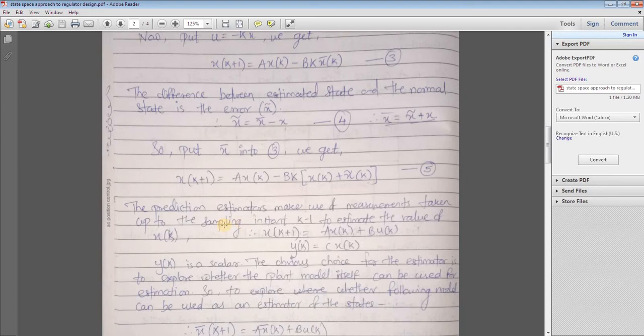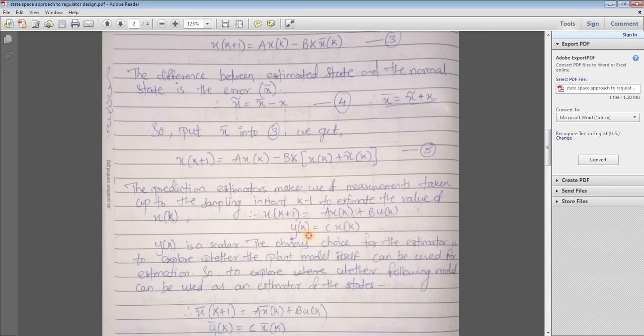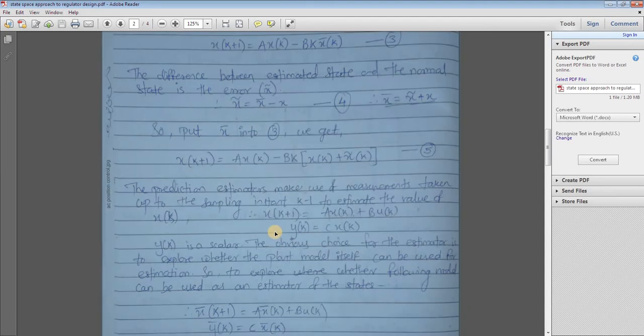Now we know that the prediction estimator makes use of measurements taken up to the sampling instant k minus 1 to estimate the value of x of k. So x of k plus 1 equals A x of k plus B u of k, and y of k equals C x of k. This is the state space equation in sampled form. Here y of k is a scalar.